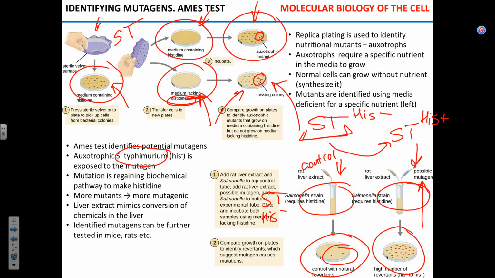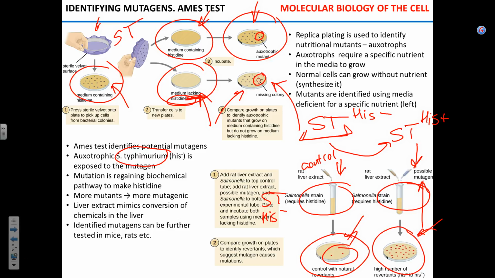Now, what if the number of colonies in the control plate and experimental plate, on average, of course, because we're going to have a lot of plates, on average, the numbers are the same. What can you say about the chemical? Is it mutagenic or not? No, right? Because its mutagenic effects are no different from natural mutagenesis.